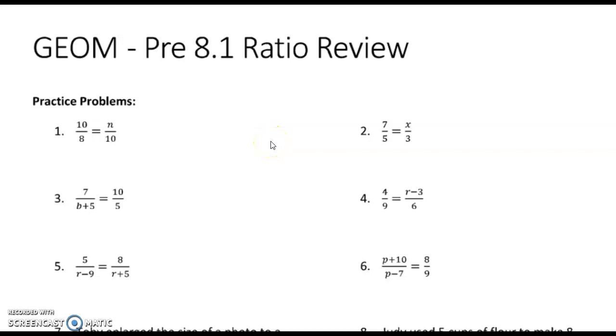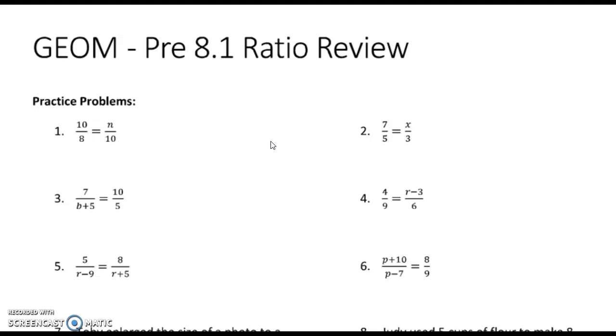Okay, so today we're going to review solving ratios. This is a skill that you're going to need often in geometry, especially in the upcoming chapter. It's something you learned in the middle school standards, but may have not used recently, so we want to cover it and make sure that we are proficient at it.